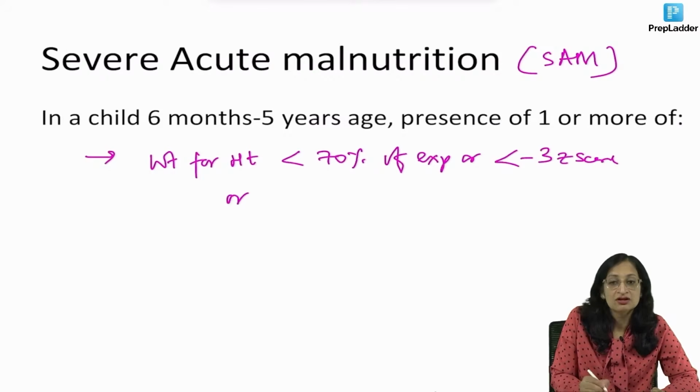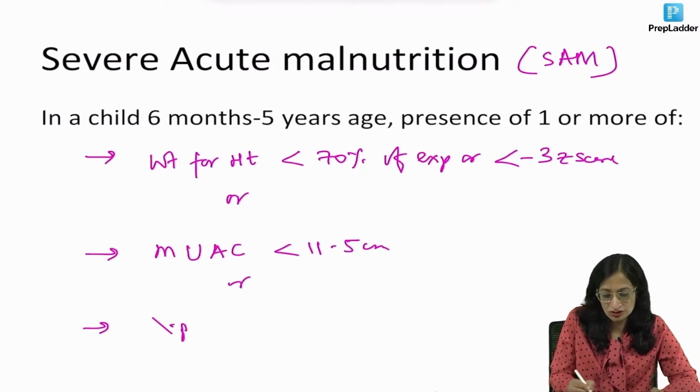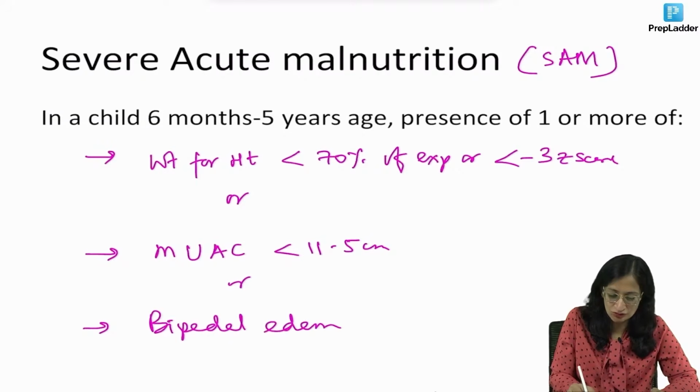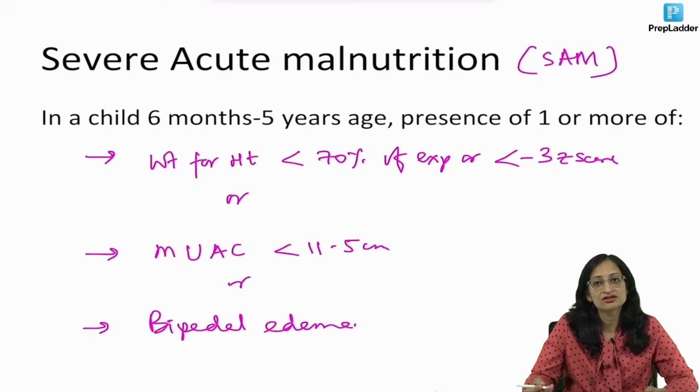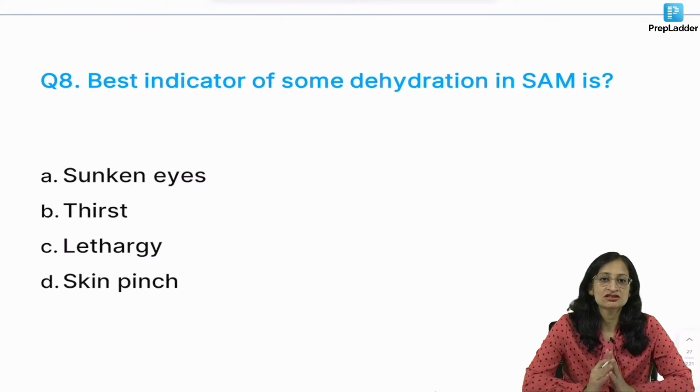Or mid upper arm circumference less than 11.5 centimeters, or symmetric bipedal edema of nutritional origin, okay? Symmetric bipedal edema of nutritional origin. So if any of these is present, we call it severe acute malnutrition, right? So, the best indicator of some dehydration in SAM.